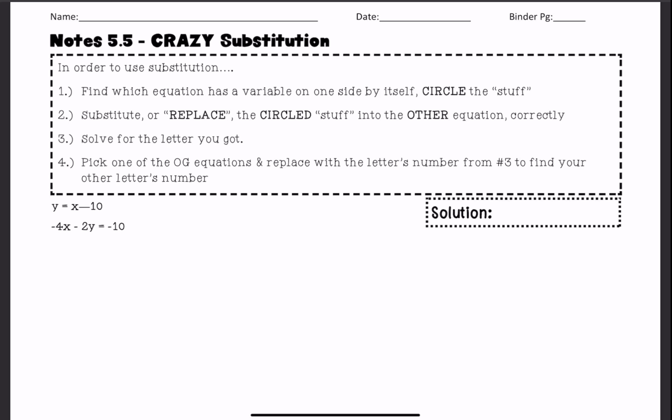So today's crazy substitution. In order to use substitution, remember, which means you replace something, you find which equation has a variable by itself on one side and circle the stuff it equals. Substitute the circled stuff into the other equation correctly, which we talked about yesterday, and then you're going to solve for the letter you got. Pick one of the original equations and replace the letter's number from section 3 to find your other letter's number.